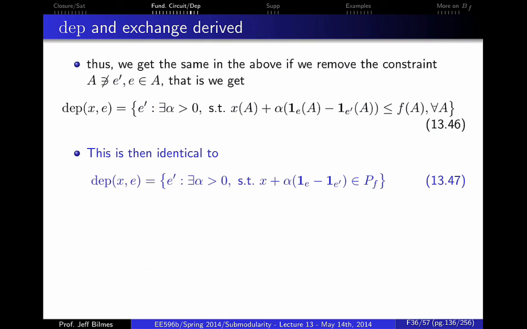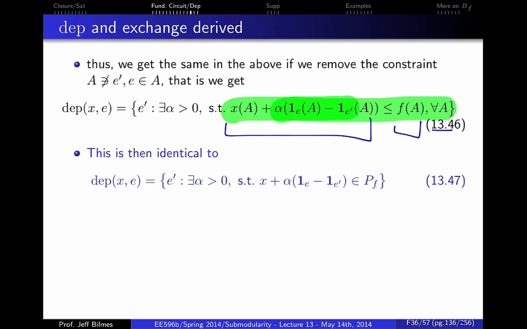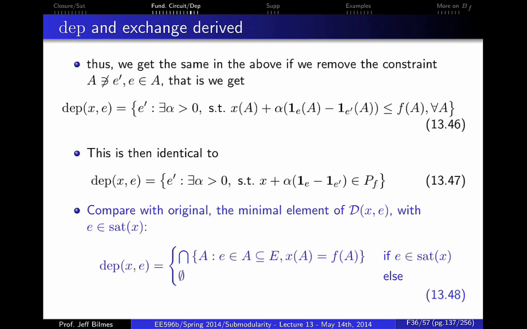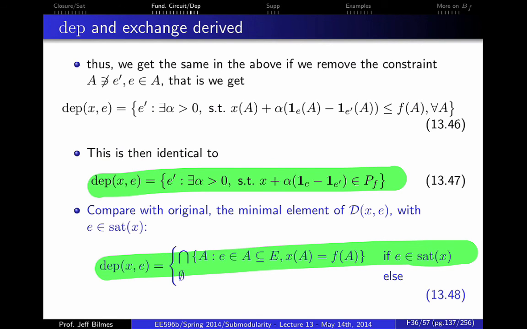But this now says we're saying that this vector here has to be less than f of A for all A. That's basically identical to saying this vector has to be a member of the polytope. That's the definition of the polytope, right? So that's then therefore proving that this exchange property definition of dep is identical to this minimal tight E-containing set definition, which is the minimal element of the sublattice. So therefore 13.7 and 13.47 and 13.48 are identical.